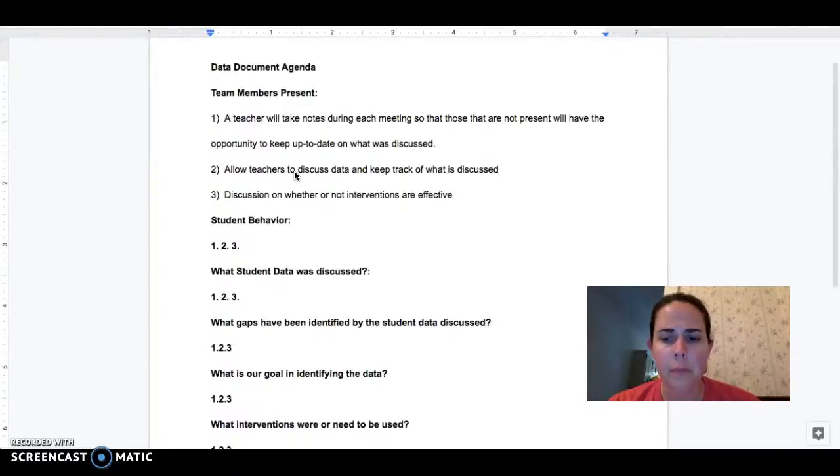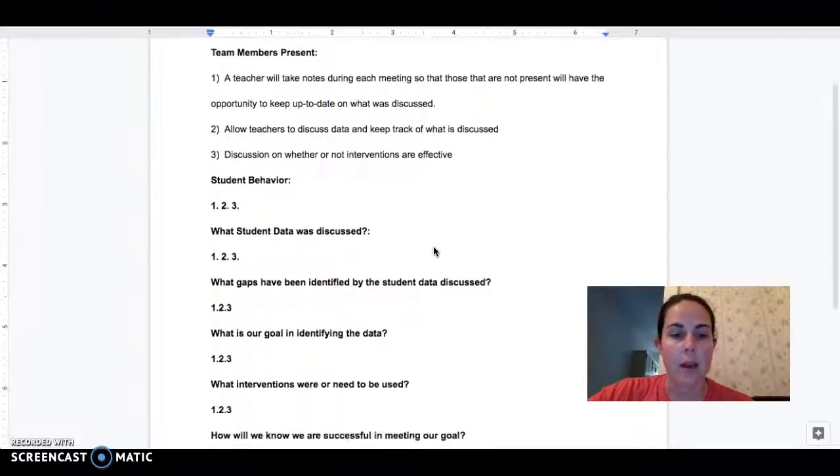And then down the line, I think it's important to discuss whether or not certain interventions or classes were put in place and whether they were effective or not. First thing the teachers will discuss is behavior. I think it's important to discuss student behavior because sometimes that can have a factor in how they do on tests or different things like that.